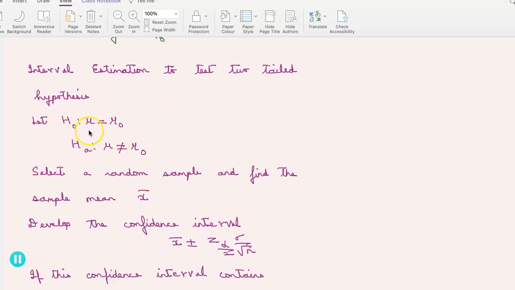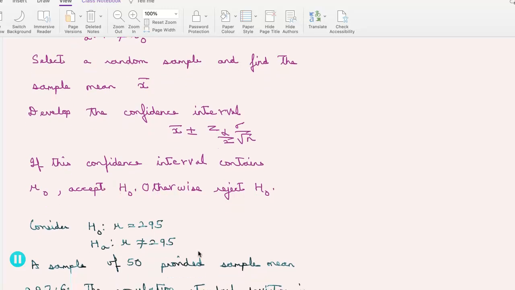Now what happens when you have the interval estimation to test a two-tailed hypothesis? So let H0 be the null hypothesis, that mu equal to mu naught. HA be the alternate hypothesis, mu not equal to mu naught. Select a random sample and find the sample mean x bar, and we develop the confidence interval x bar plus or minus z alpha by 2 into sigma by root n. If the confidence interval contains mu naught, we accept H0, otherwise we reject H0. So this is slightly easier to remember.